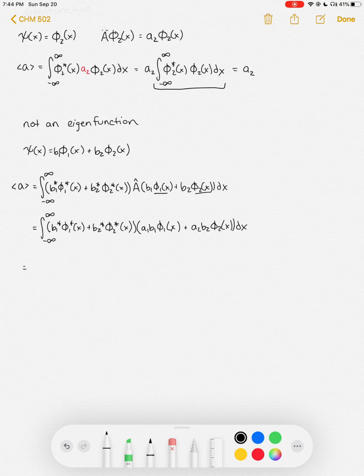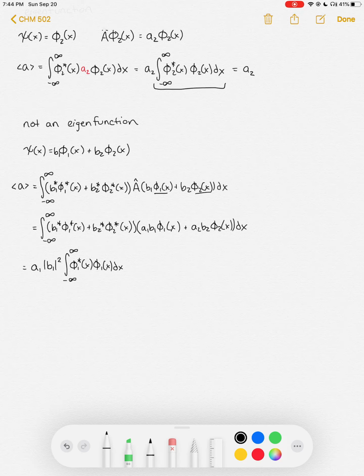So first we'll have a1, and I'll write this here. So the magnitude of b1 squared, which is just b1 star times b1, and those are the constants, and that's multiplied by the integral from negative infinity to infinity of phi1 star of x phi1 of x dx. All right, and you'll recognize this form over here, but let's keep going.